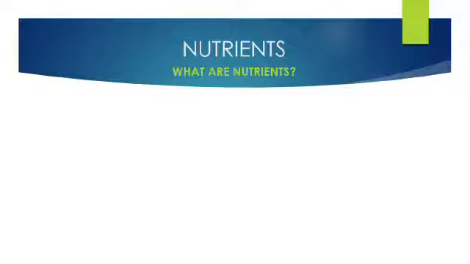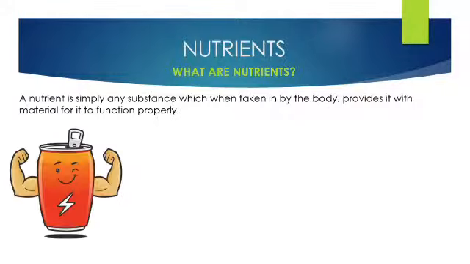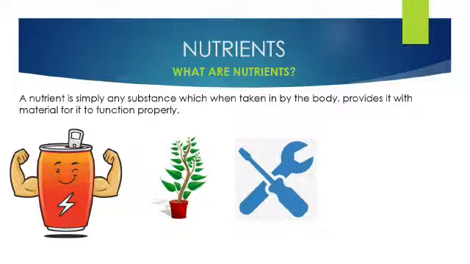What are nutrients? Well, a nutrient is simply any substance which, when taken in by the body, provides it with material for it to function properly. These materials include materials that provide the body with energy, growth, and material to enable the body to repair itself. Most of the repairs will be directed to the repair of cells, damaged tissues, and damaged muscles.